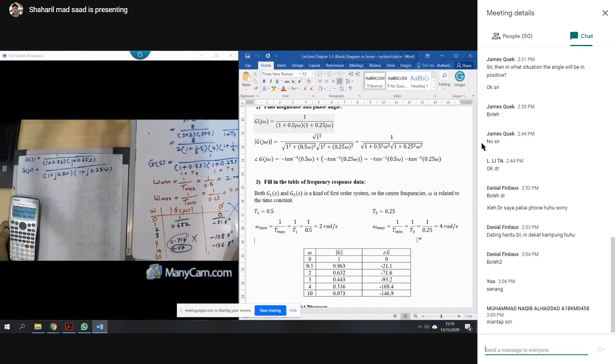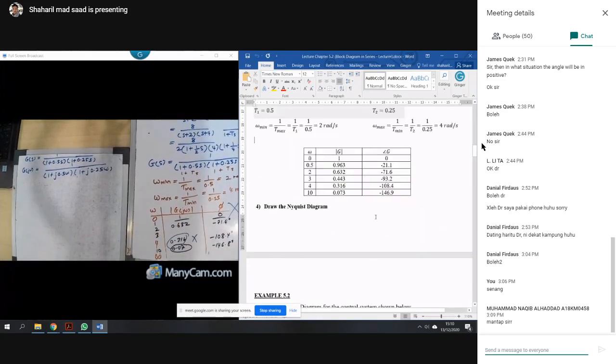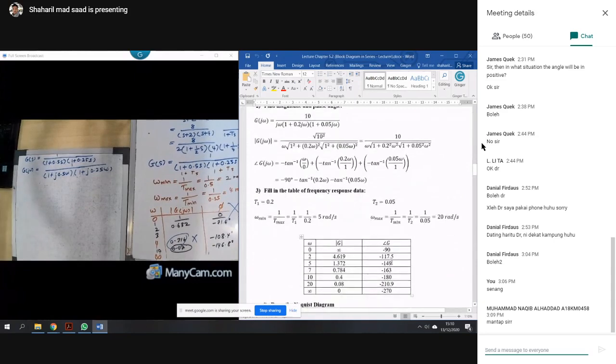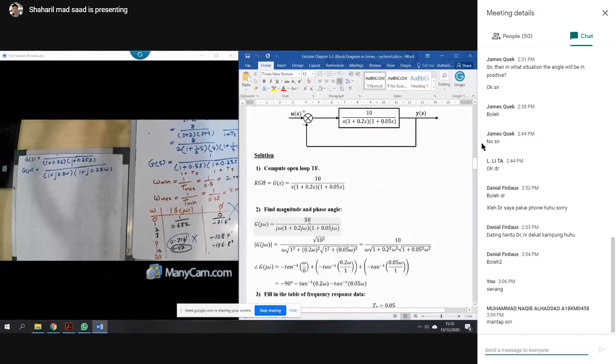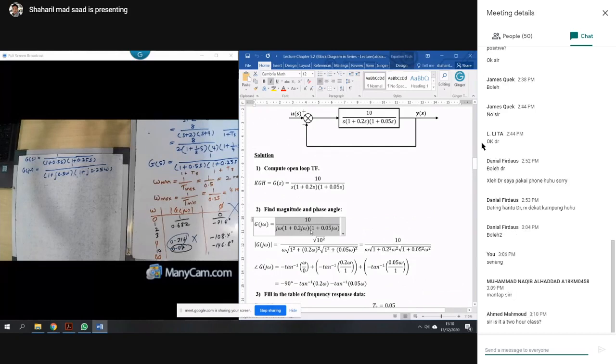Okay, right. And you can try another example, let's say this one, right? You just type 10 over Jω multiply with 1 plus 0.25 Jω, right? Plus 1 plus 0.05 Jω. Okay, right?